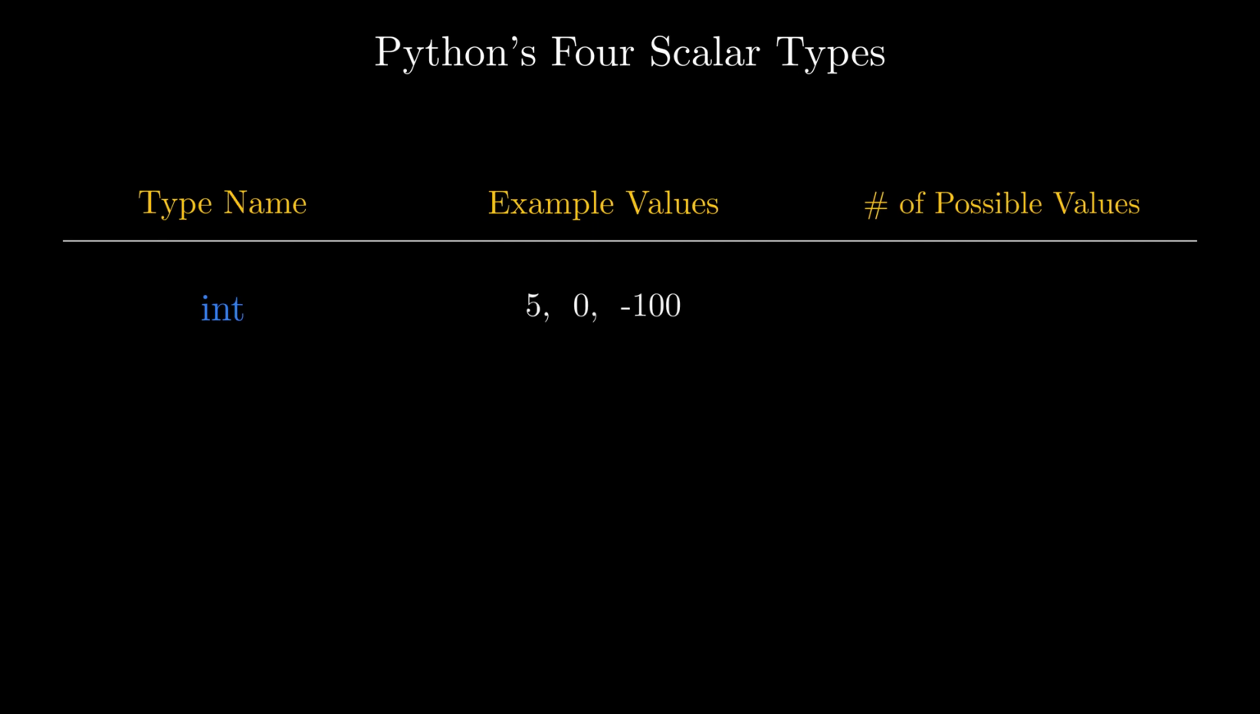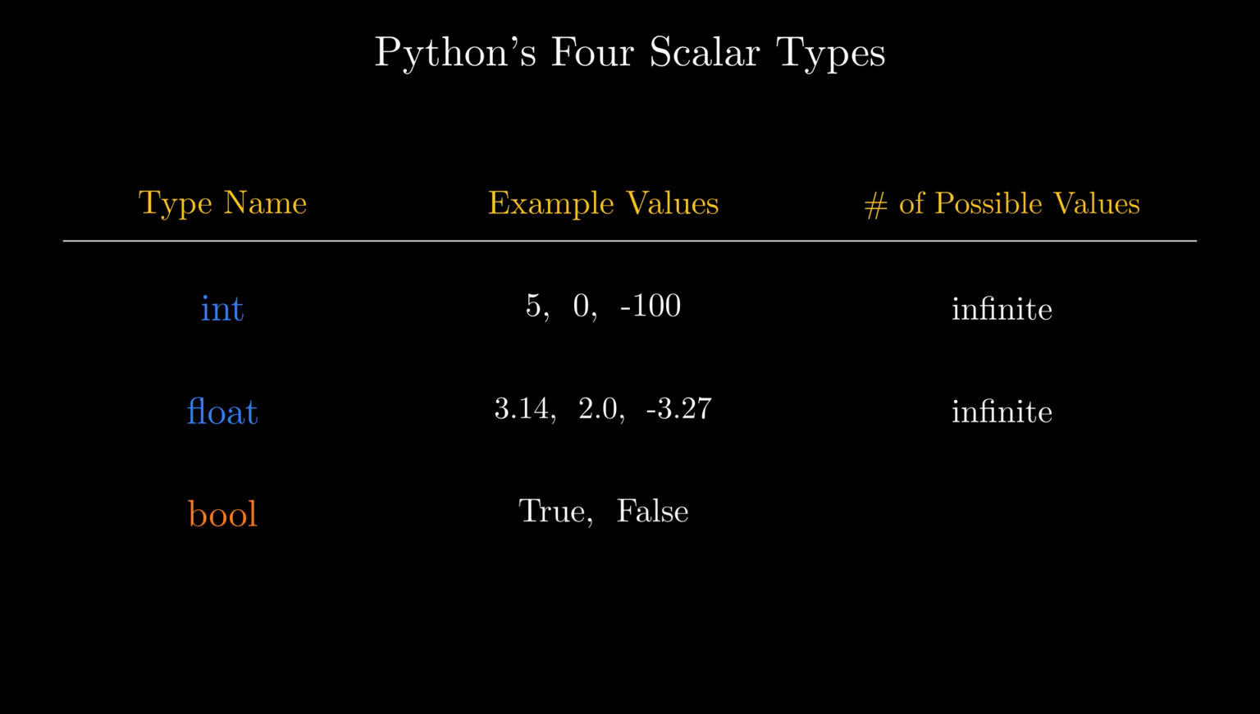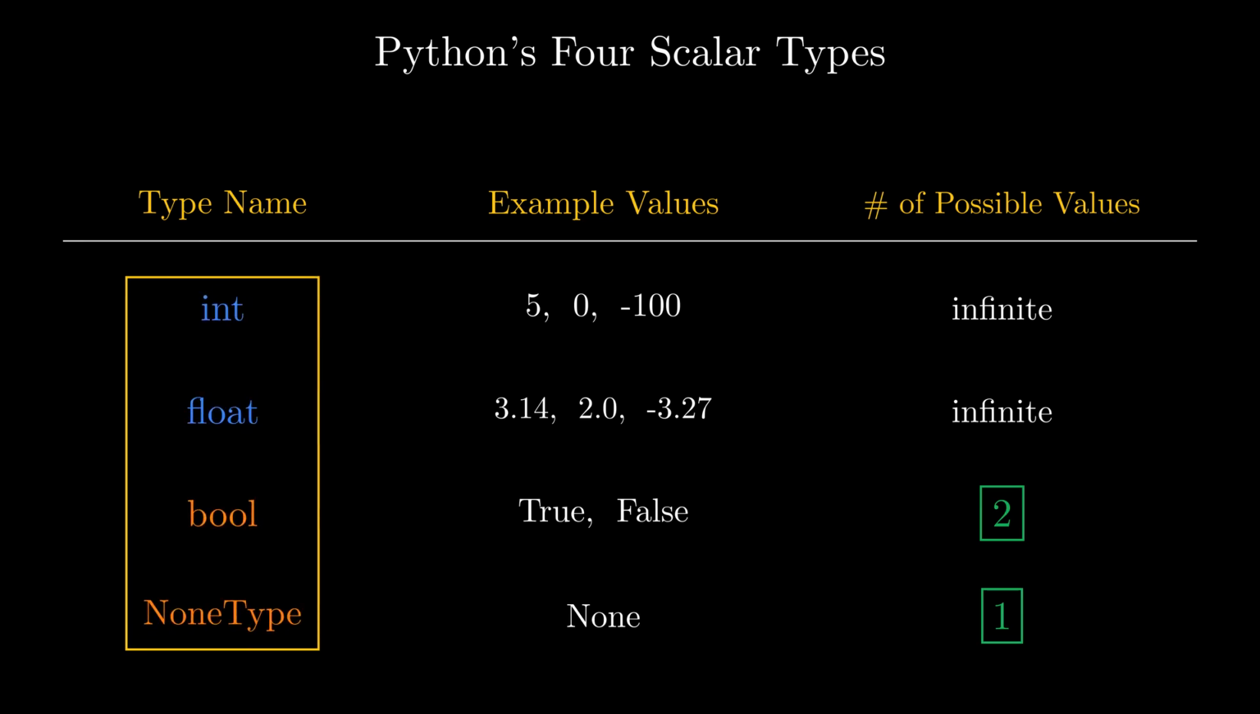Python has 4 scalar types, meaning atomic, single-value types. First, int: whole numbers like 5, 0, -100, infinitely many possible values. Second, float: numbers with a decimal point like 3.14, 2.0, -3.27, also infinite. Third, bool, short for boolean, which holds exactly 2 possible values, True or False. That's it. 2. Fourth, NoneType, which holds exactly 1 value, None, representing the absence of a value, 1 possible value ever. Memorize these 4. They are the building blocks every more complex Python value is eventually made from.